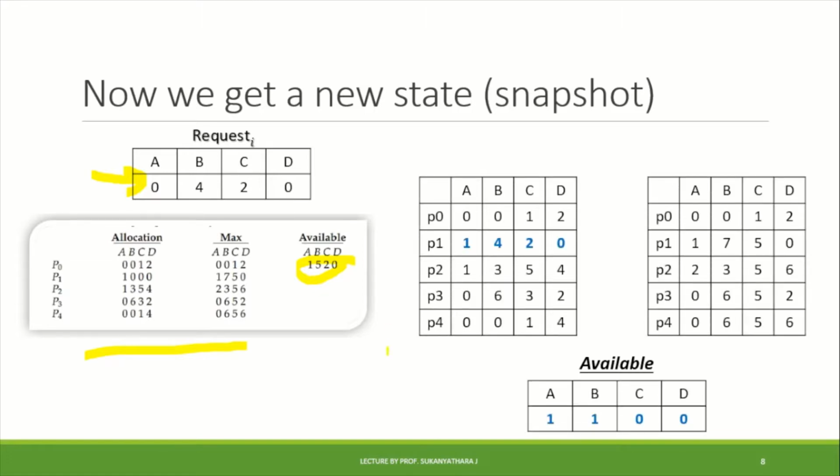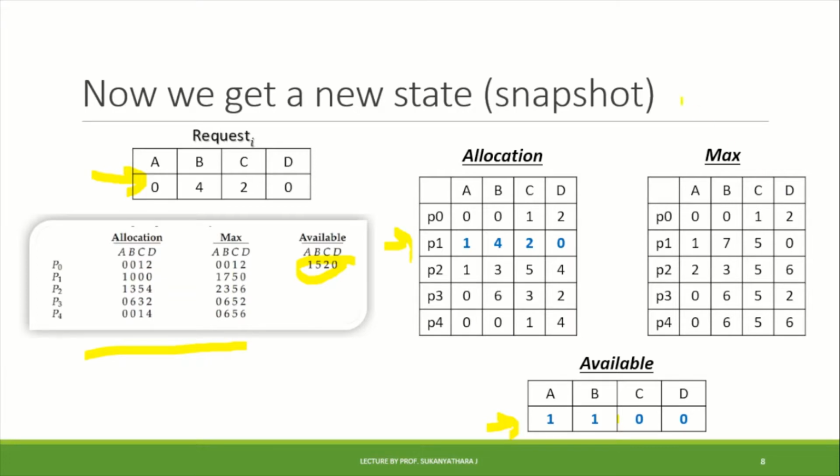The new value of available is 1100. So 0420 is given from the previous value of available: 1520 minus 0420 gives us 1100. That is the current value of available. This many resources are currently free in the system. Now go to the allocation matrix, and we have made a change here. We have allocated more resources to P1, so that change is added to allocation of P1. Now the max matrix doesn't change. That is something the process tells the operating system once it is created.